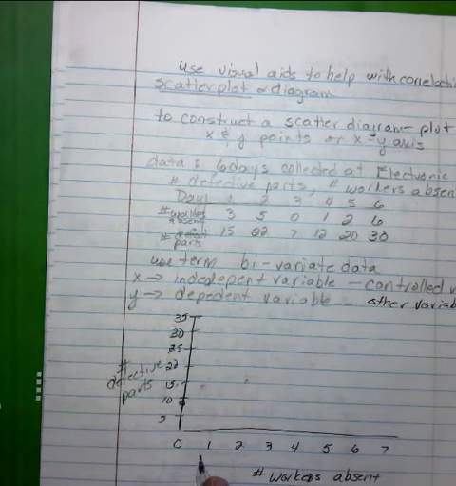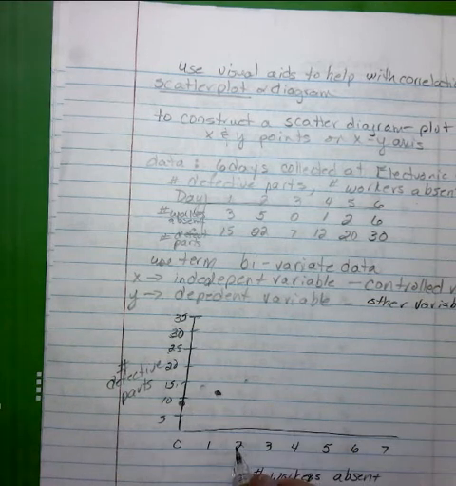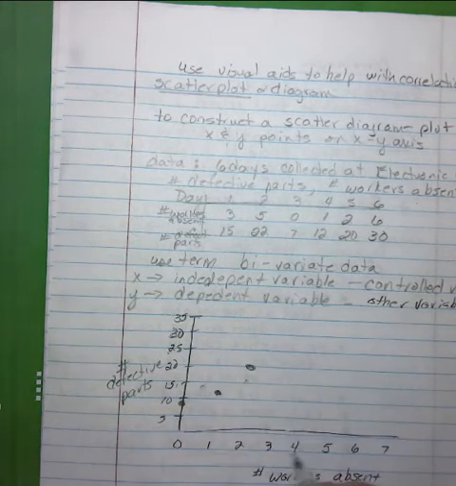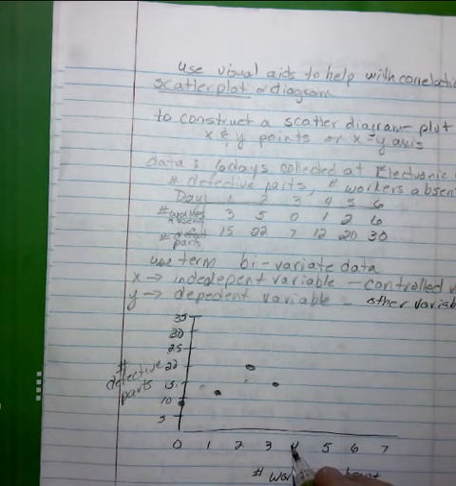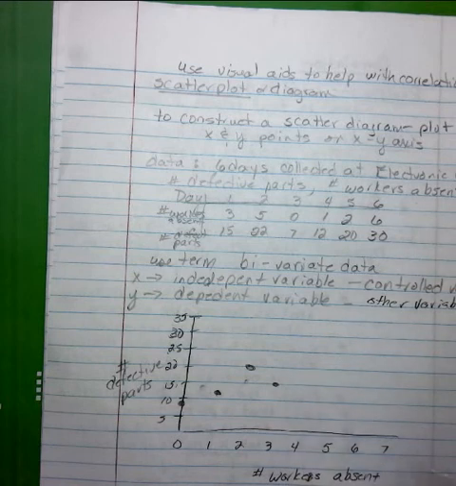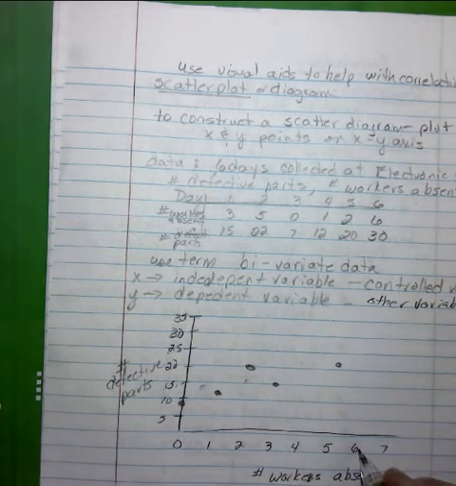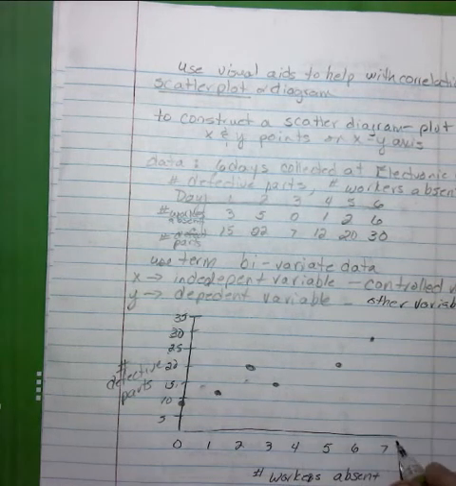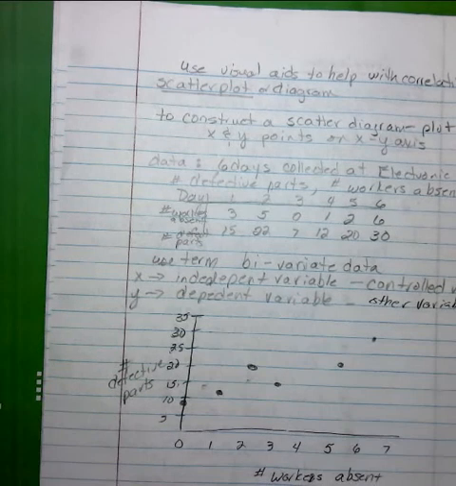So 1 was at 12, 2 was at 20, 3 was at 15, 4 was not used, 5 was at 22, 6 was at 30, 7 was not used. Okay, 1, 2, 3, 4, 5, 6. That covers all of the data. And so there's our scatter plot. That shows us how to create a scatter plot.